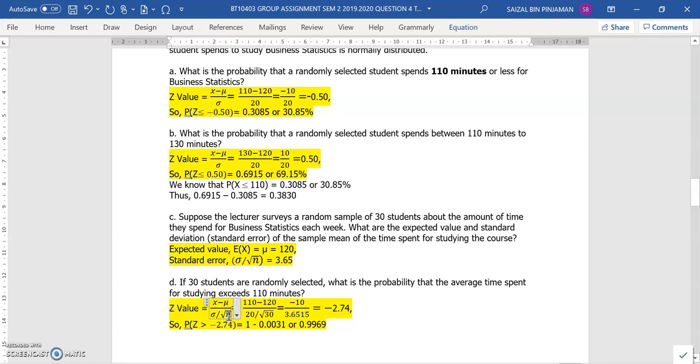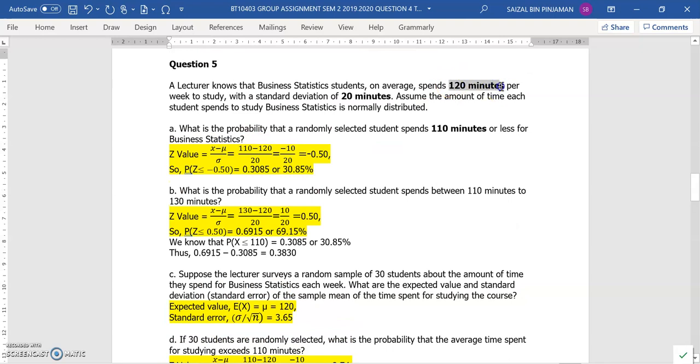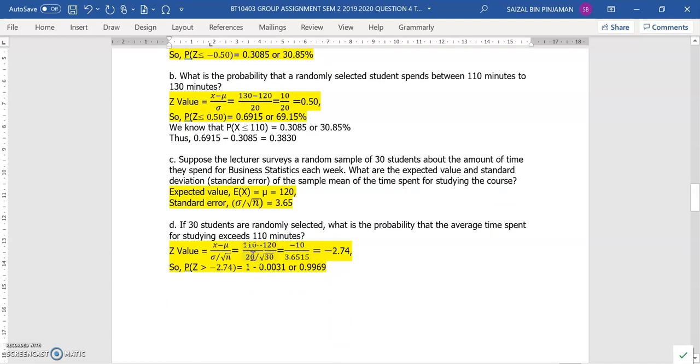In order to convert the x value into a z value for a normal distribution based on a sample size, we have to transform the normal distribution into a standard error, a standard deviation based on a sample. So here we insert all the relevant information. We know that the value of x is equal to 110 minus 120, which is our average time spent by students to study business statistics in a week, divided by 20 over square root 30. So 20 is our normal standard deviation divided by the square root of the sample size of 30.